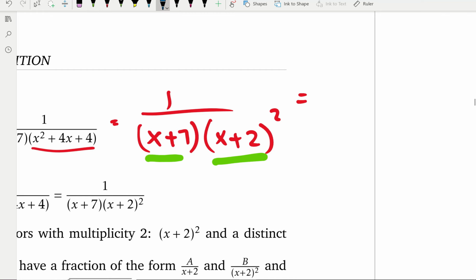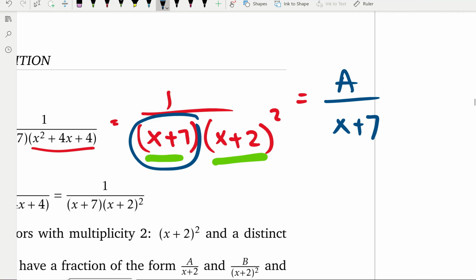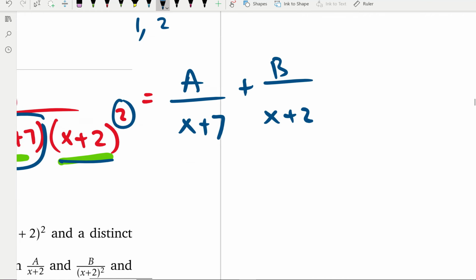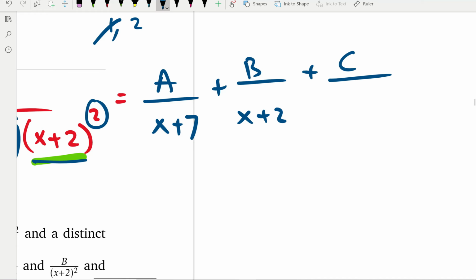So how do you solve this problem? Well, x plus 7 is not repeated. It's just a simple distinct linear factor. So how do you represent it? Just A over x plus 7, like we learned in the previous video. Then how do you deal with (x plus 2) square? The multiplicity is 2, count up to 2: 1, 2. So capital B over x plus 2, that's for 1, and capital C over (x plus 2) square. That's how you deal with a mix of distinct linear and repeated factors.